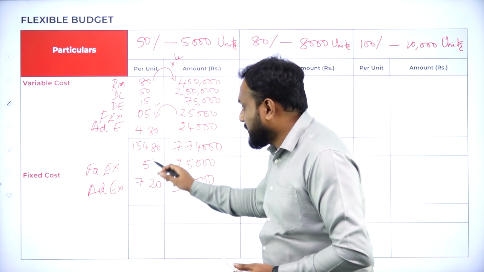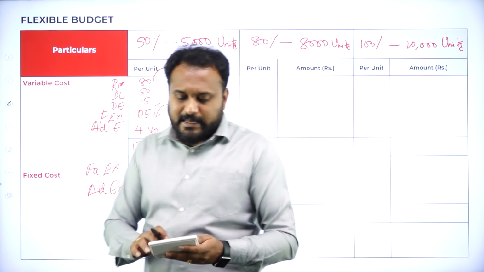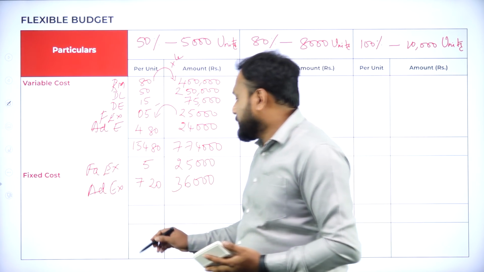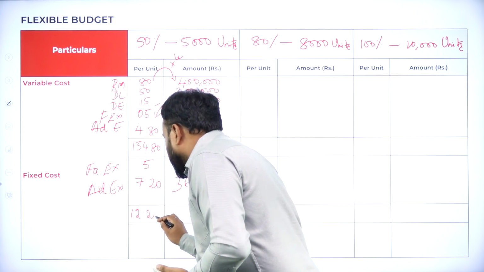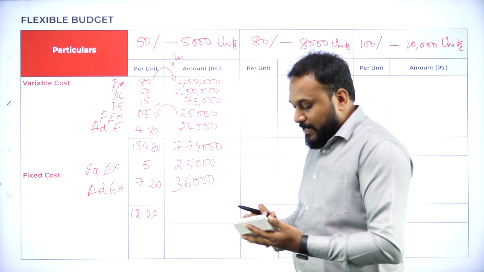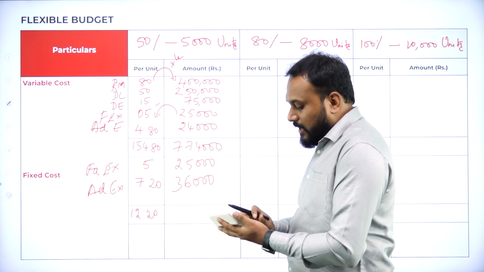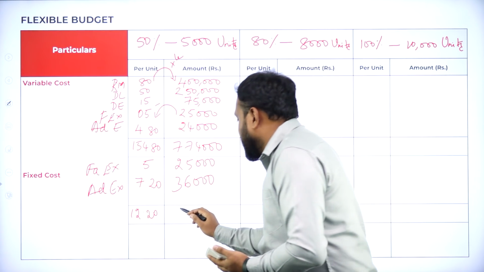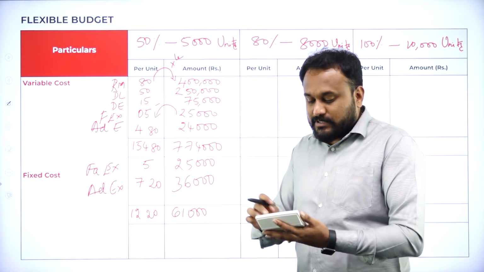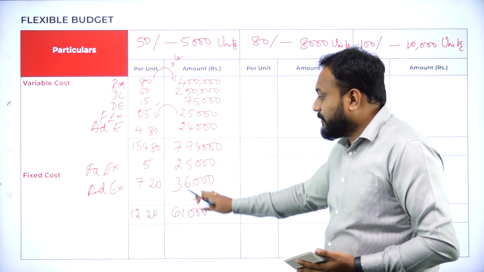The same way here also you are supposed to see 5 plus 7.2 is 12.20. I can write it, but I don't want you people to go with it. Again, don't worry, 5 rupees plus 7.2 is equal to 12.20. If you add or multiply, you are supposed to get the same answer. Now 25,000 plus 36,000 is equal to how much? 61,000 rupees. Now 61,000 divided by 5,000, how much will you get? 12.20. Same. Now it is done.